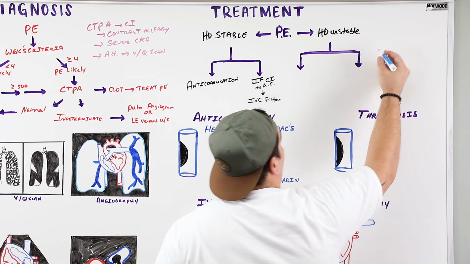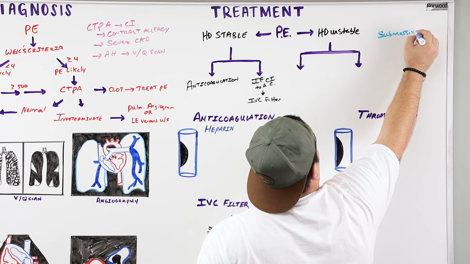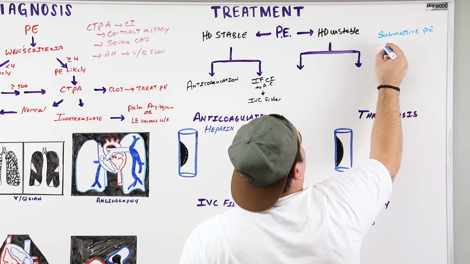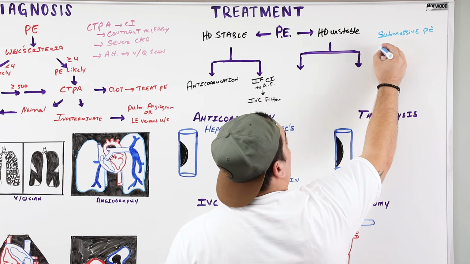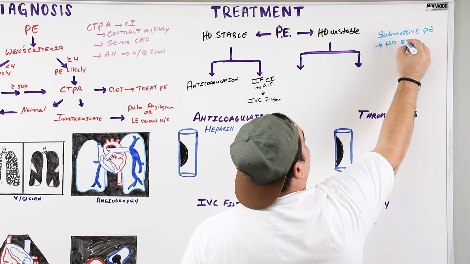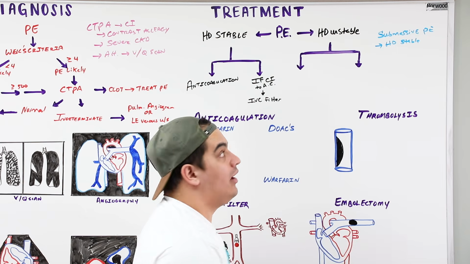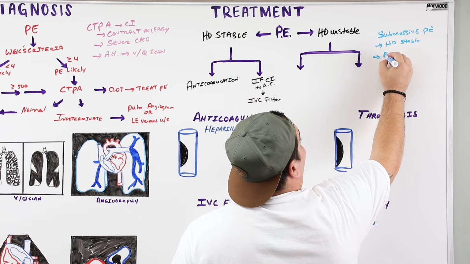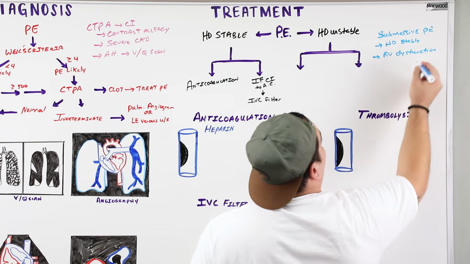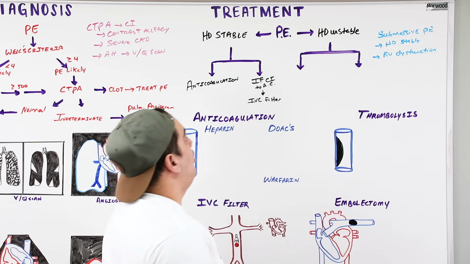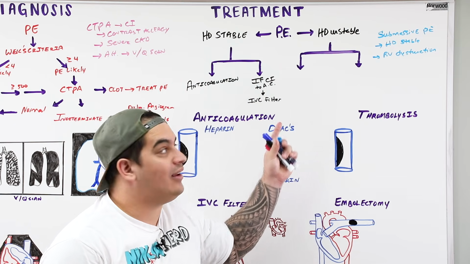So we have what's called a submassive PE. A submassive PE is when you have a PE within the pulmonary circulation, but they're hemodynamically stable. They don't have any severe hypotension, they don't have any severe tachycardia, but they have right ventricular dysfunction. In this kind of scenario, you might lean more to anticoagulation or the IVC filter.